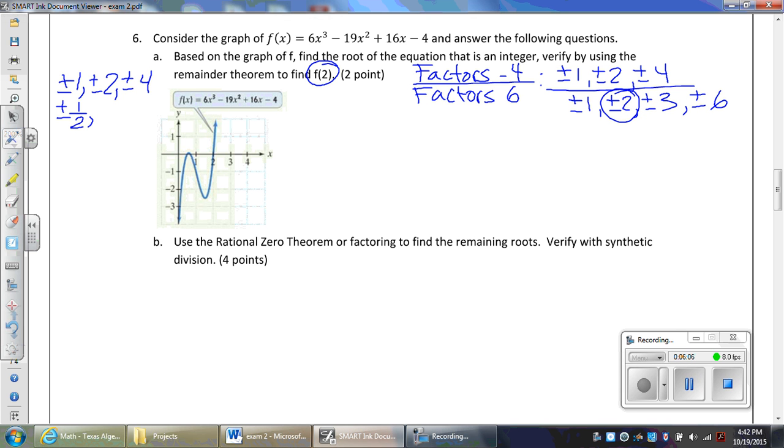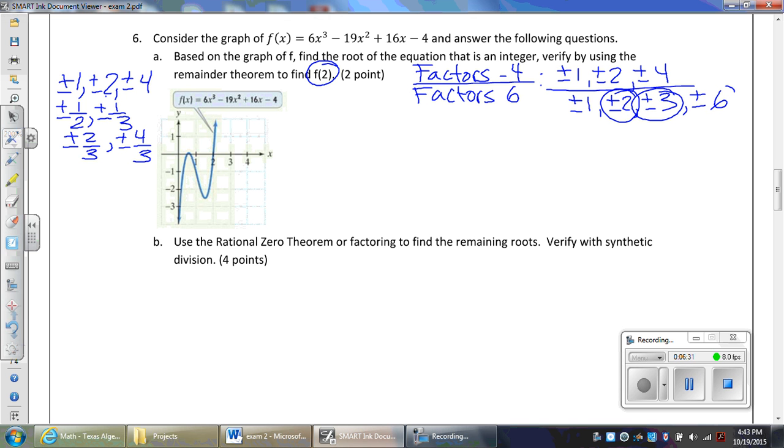And then 2 divided by 2 is just 1, so we already have it. We don't need to write it again. And then 4 divided by 2 is 2. We already have 2. Now let's divide by 3. So it is plus minus 1/3, plus minus 2/3, and plus minus 4/3.